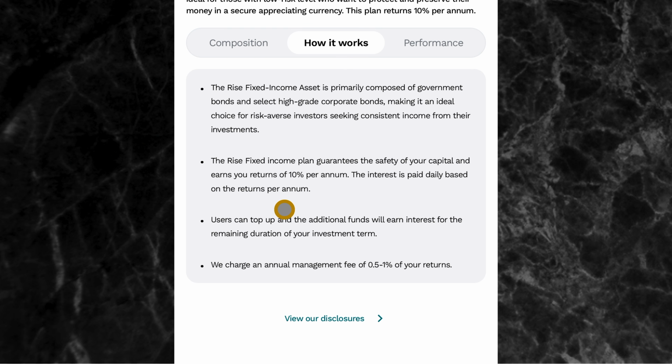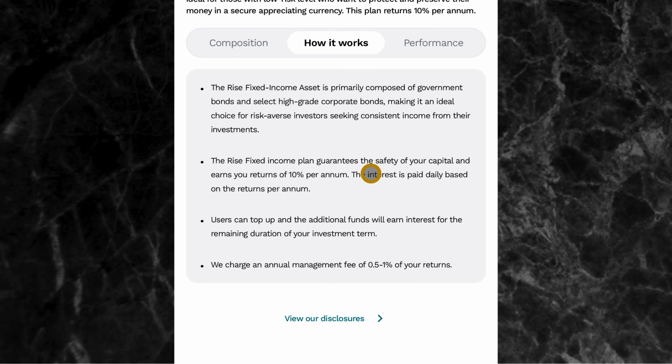And then it says users can top up and the additional funds will earn interest for the remaining duration of your investment plan. So it means that after you invest your money, you can later top up your investment right there. And then it says we charge an annual management fee of 0.5 to 1% of your returns. So that's the fee they charge right there.